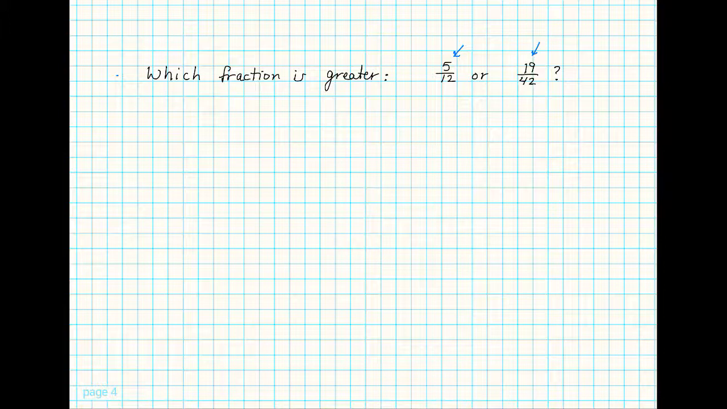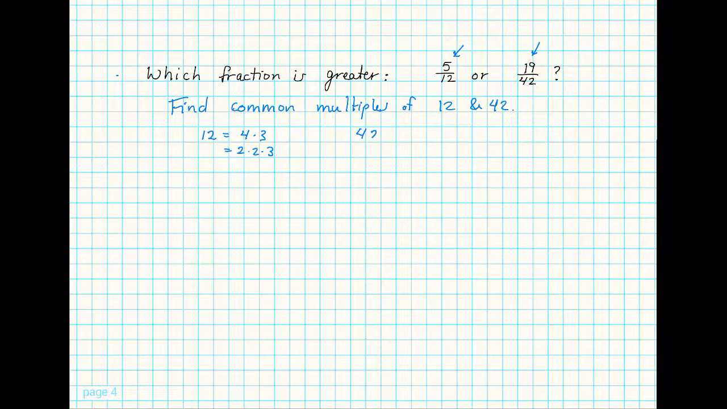Okay, common denominators, we want to find multiples of 12 and 42 that are in common. So we need to find common multiples of 12 and 42. Okay, so again, we can go to the prime factorization. So 12 is 4 times 3. This is 2 times 2 times 3. Okay, and 42 is 6 times 7. This is 2 times 3 times 7.